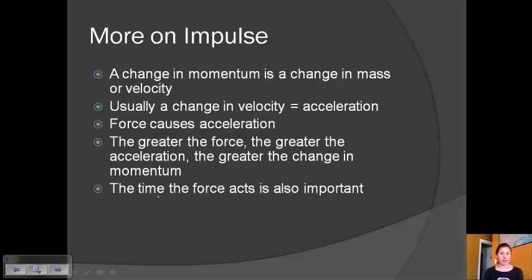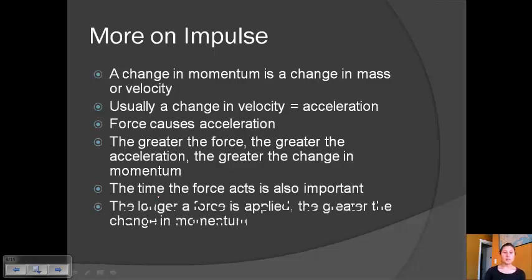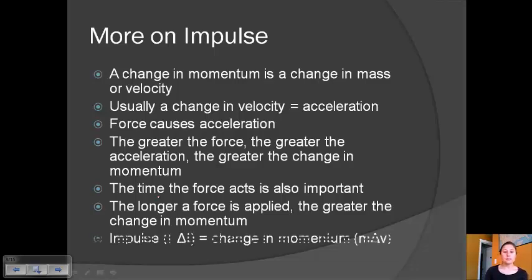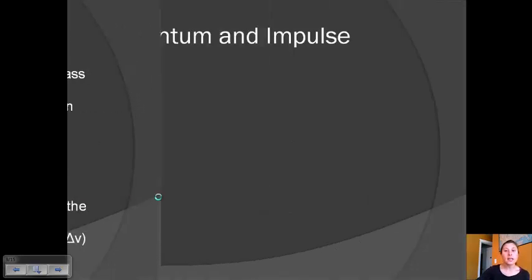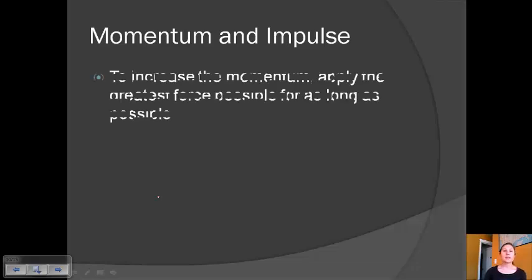The time that the force acts is then also going to be important. We talked about that with the airbags. And so the longer a force is applied, the greater the change in momentum. So impulse, which is force times change in time, is equal to the change in momentum, which is m times the change in velocity. So that's our impulse momentum theorem. That's going to be really key here when we're solving problems involving impulse and momentum.